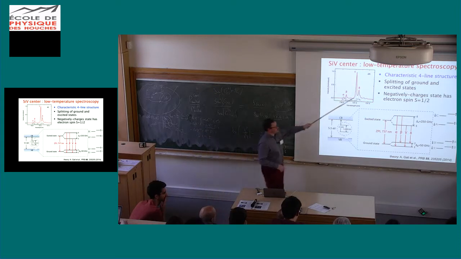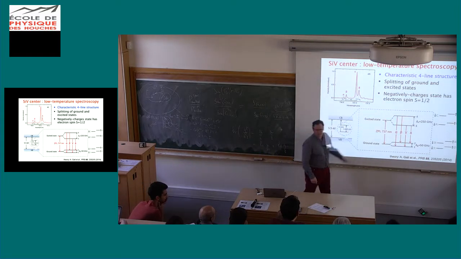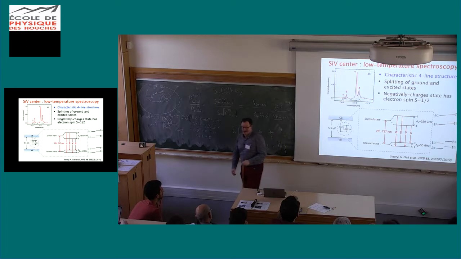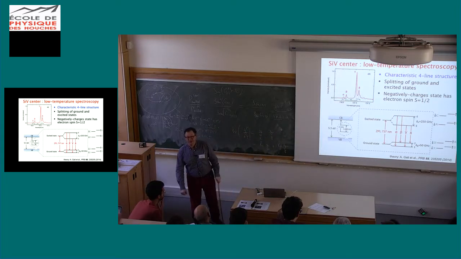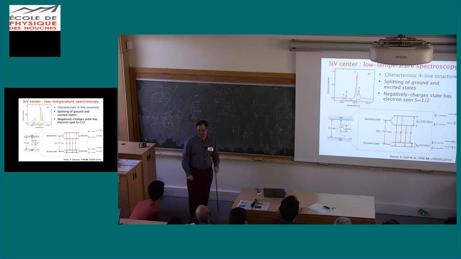And in the negatively charged one, you have one unpaired electron, which means that you have a spin s equal 1/2. But this is the main difference with the NV centers. We cannot directly measure the spin state as easily as in the NV. So it's very nice, this defect, but unfortunately you cannot do optically detected magnetic resonance on that.